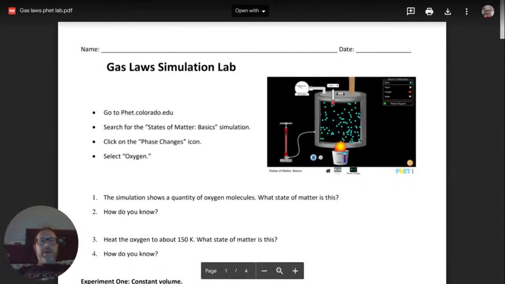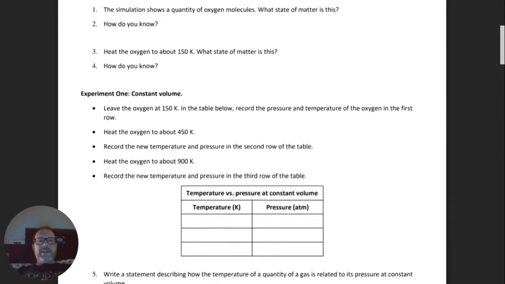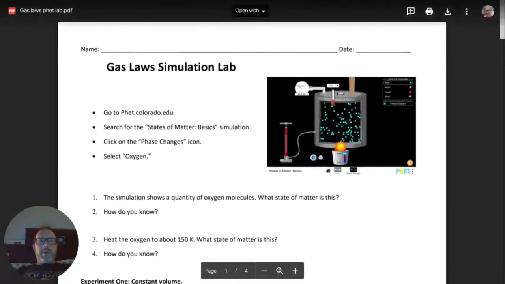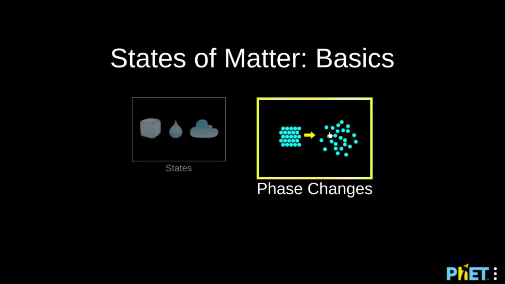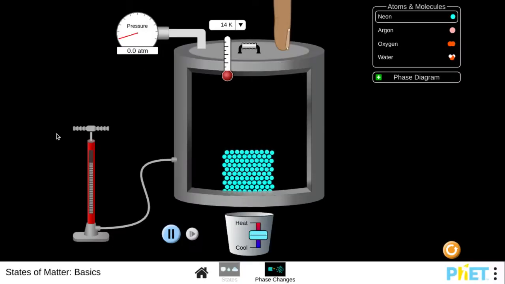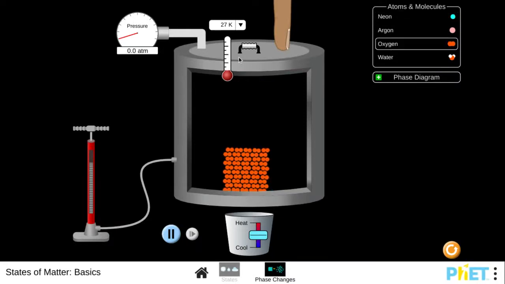Hi, this is going to help get you started on the PhET gas laws simulation lab. Rather than spend a lot of time looking at the activity itself, I'm going to take a look real quick at some of the controls on the sim. Use the side here that says phase changes. That makes a lot more sense. This gives you a lot more control over things. Again, you're going to be picking oxygen.